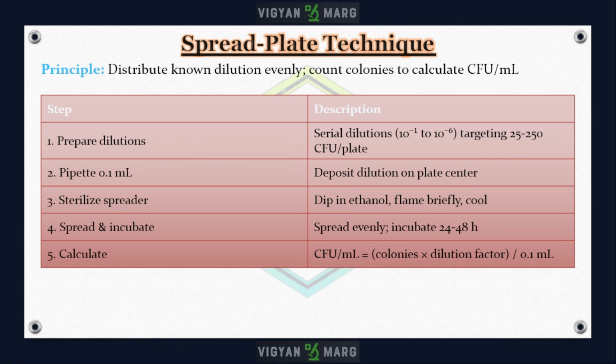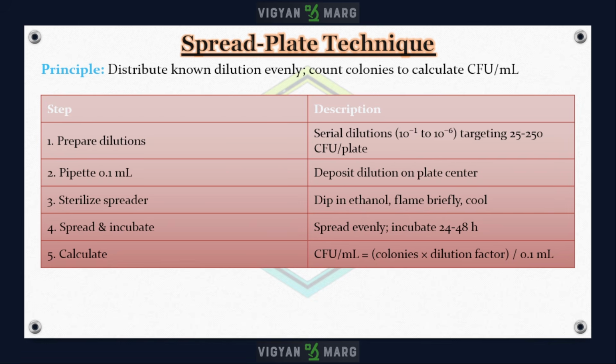spread plate technique. It is the best when you already have or can prepare a known dilution of your sample, and you want to quantify the result in terms of colony forming unit per ml. Okay, the principle is to distribute a small known volume, usually 100 microliter, of a diluted sample evenly over the surface of an agar plate, and then count the colonies that rise on the plate.